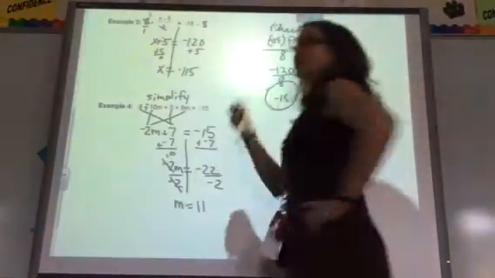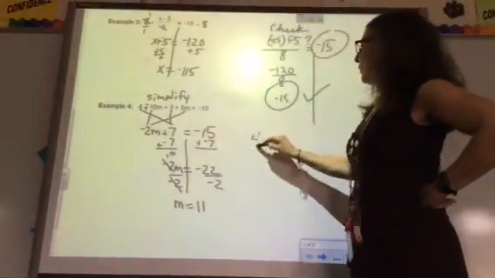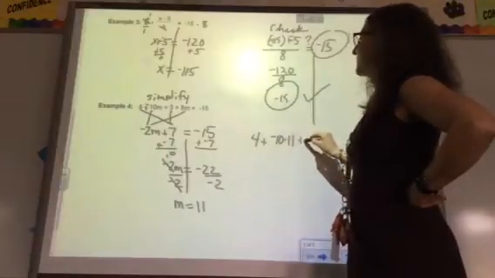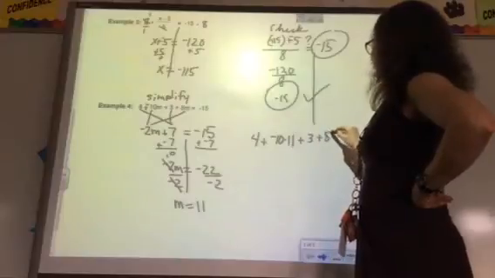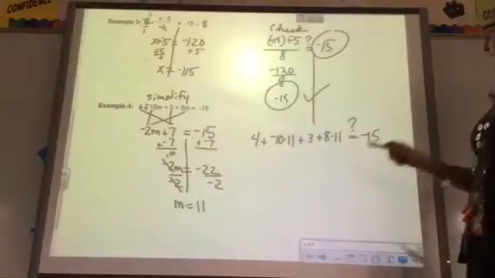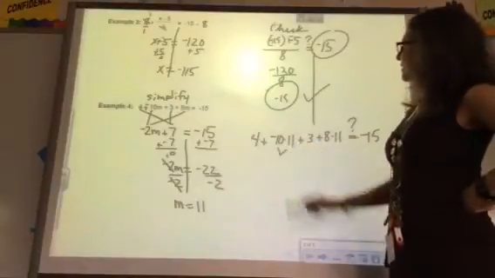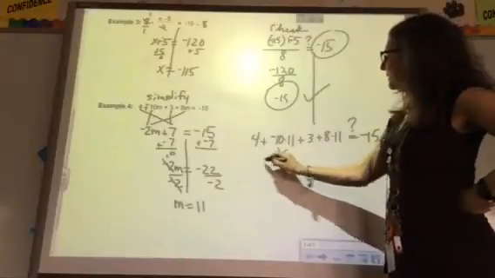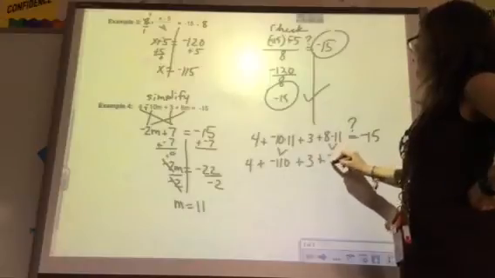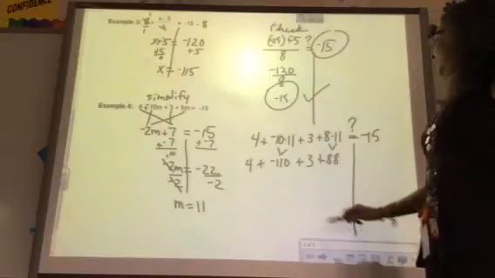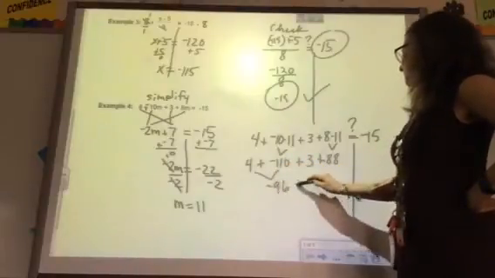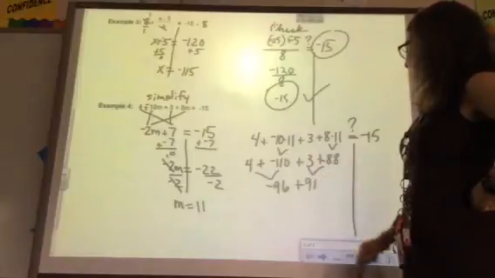So if I check this, I've got to go back to the original equation. So 4 plus negative 10 times 11 plus 3 plus 8 times 11. Does that equal negative 15? I'm going to multiply before I add. So negative 10 times 11 is negative 110 plus 4. And I also have 3 plus 88. So now I'll combine these two. That's going to be negative 96 plus, and I'll combine those two for 91.